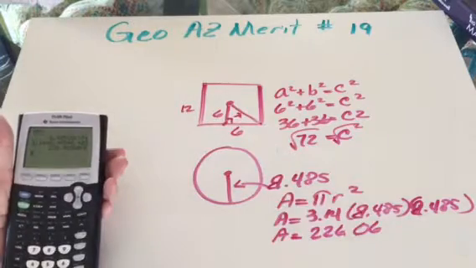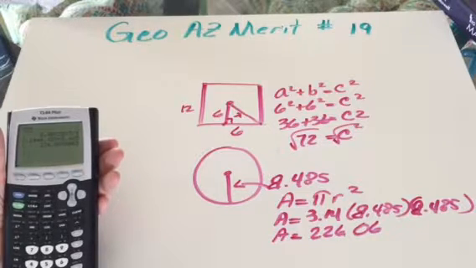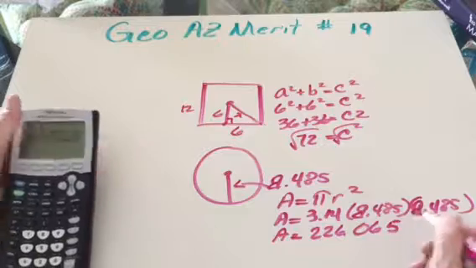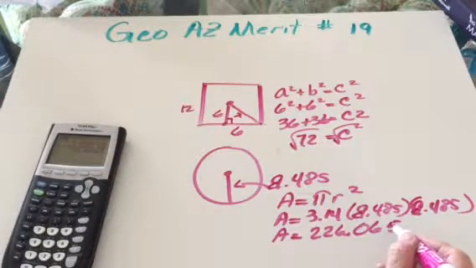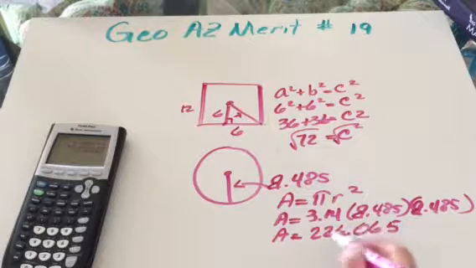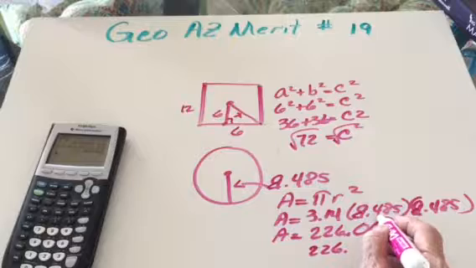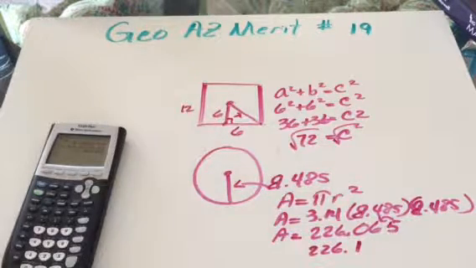226.06. And they're asking us to say it to the nearest what? To the nearest tenth. So 0.065. All right, so to the nearest tenth, that makes it 226.1. This makes this go up to 7, and this makes this go up to 0.1. Okay?